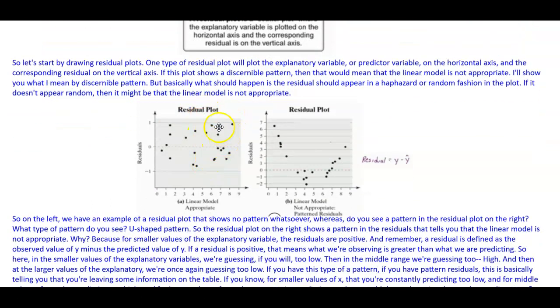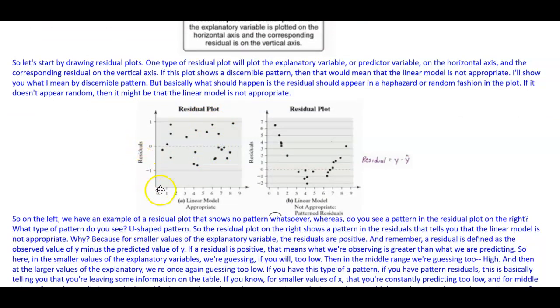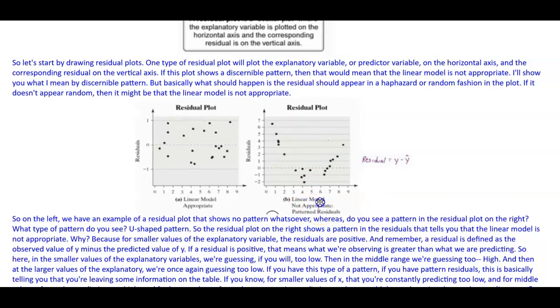So let's take a look at this residual plot on the left. Okay, you can see that here are the residuals on the vertical axis. And if you look at this residual plot, this represents a linear model that's appropriate. Now over here to your right, if you take a look at the residual plot, this is a linear model that is not appropriate, because you can see the pattern of the residuals is not haphazard or random. In this case, it's a discernible pattern.